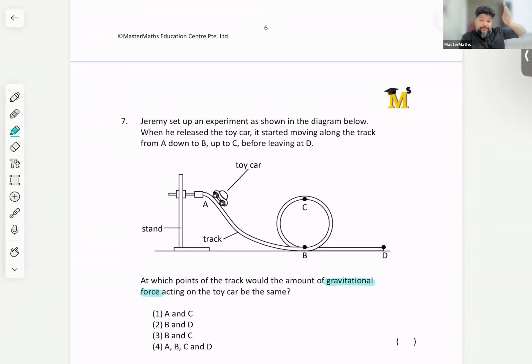What does gravitational force depend on? Objects. Okay. Thank you for your answer, Akila. I like your enthusiasm. Yes. Santosh, what of objects? Akila said objects, but can you help her a little bit? Add on some more. What does gravitational force depend on?